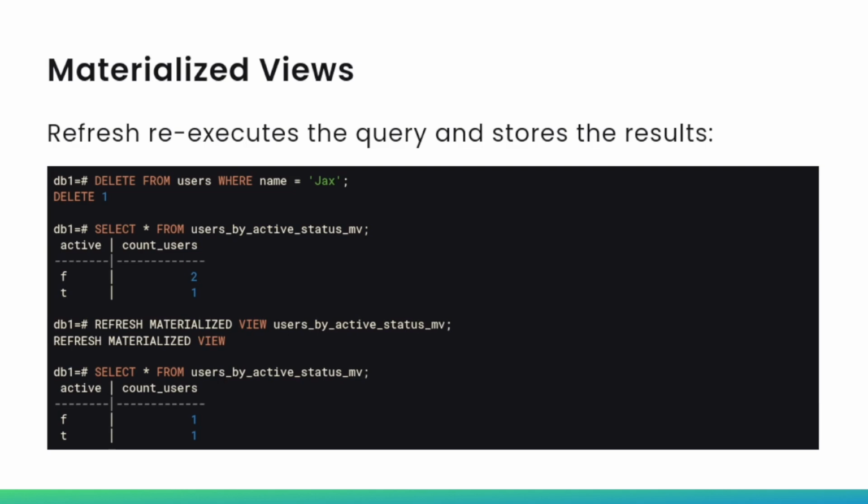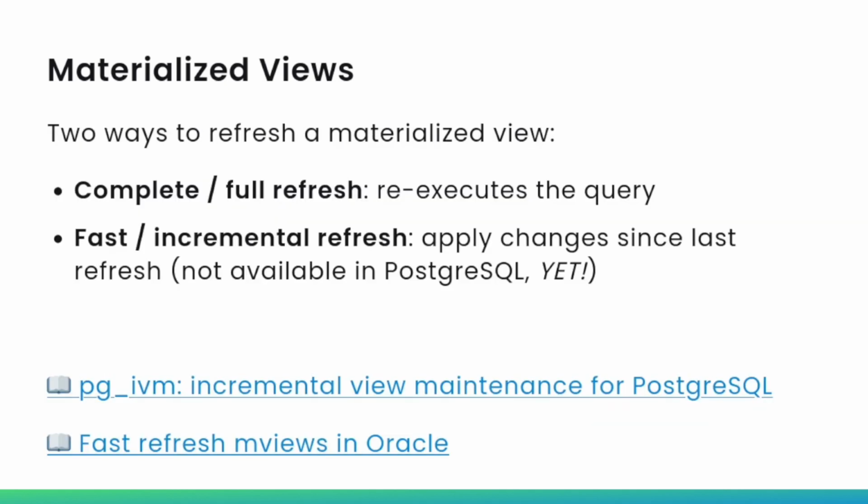If you want to see another example, if I delete the user Jax and query the materialized view, the results are stale. Only after I refresh the materialized view, I can query the mview again and I get the fresh results. Now, there's a lot of hype around materialized views, especially about maintaining aggregates in the database. So I just wanted to say something about it.